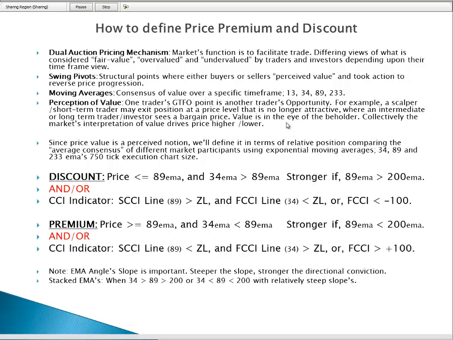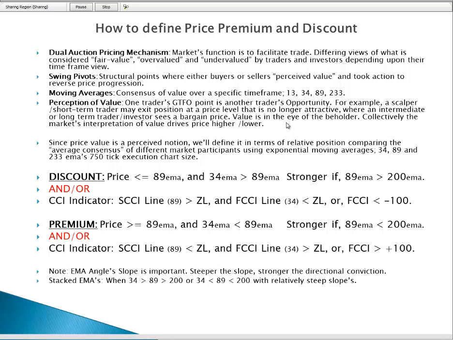The dual auction's function, the market's function, is to facilitate trade. Simple as that. IPOs are there to bring companies public. Once the companies are public, the market's function is to facilitate trade between buyers and sellers. With that, there are differing views of what is considered fair value, what's overvalued, undervalued. Traders and investors, depending upon their time frame, have different views of those various ideas.